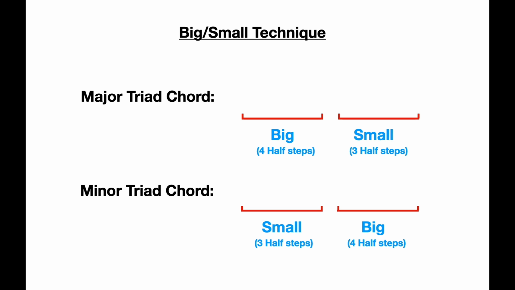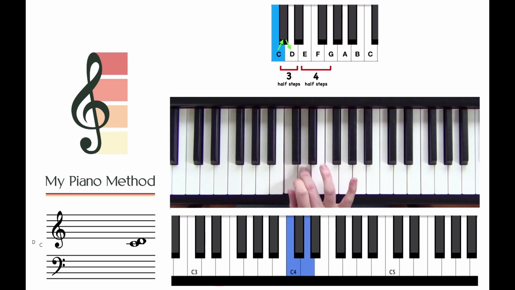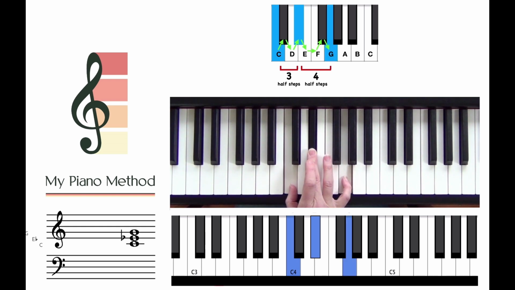Okay, so now let's try this with a minor chord. And remember, with the minor chord, it's the other way round. So instead of going big to small, we're going small to big. So let's create a C minor chord. So we start on the C, we're going to move up 3 half steps, followed by 4 half steps. So to get the next note from here, we go 1, 2, 3. So this will be the next note in our chord. And then we move up 4. 1, 2, 3, 4. So this will be our minor chord.